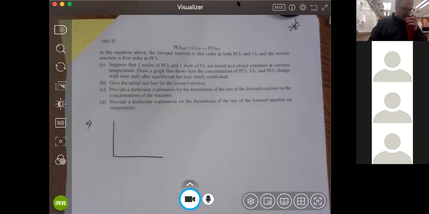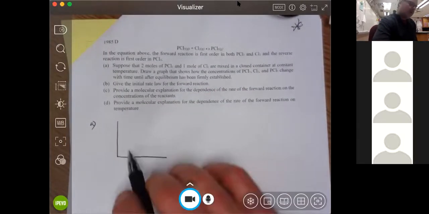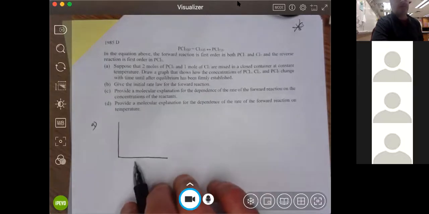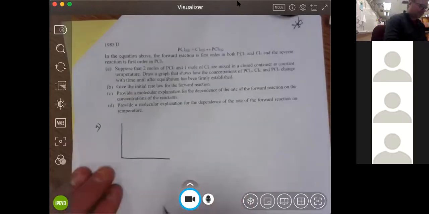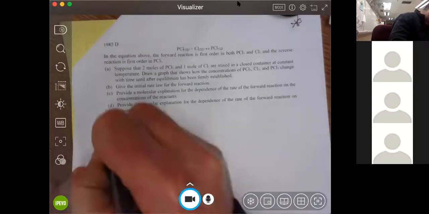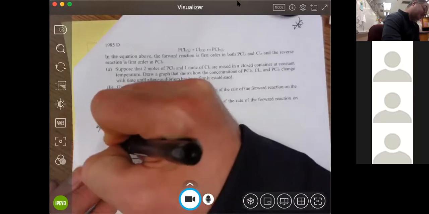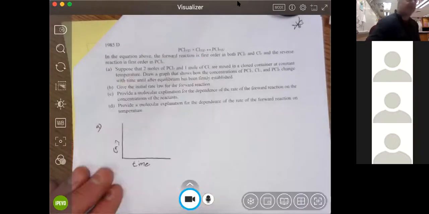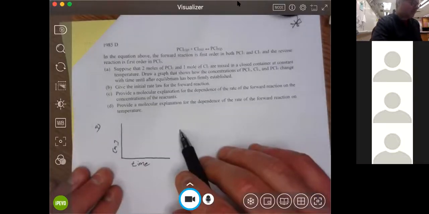Concentration. Concentration is going to go where, Y or X? Y. Concentration is dependent on time, right? So time would be on the X axis because it's the independent variable. There we go. Time and concentration. I'm going to draw on the lines the name of each of these things.